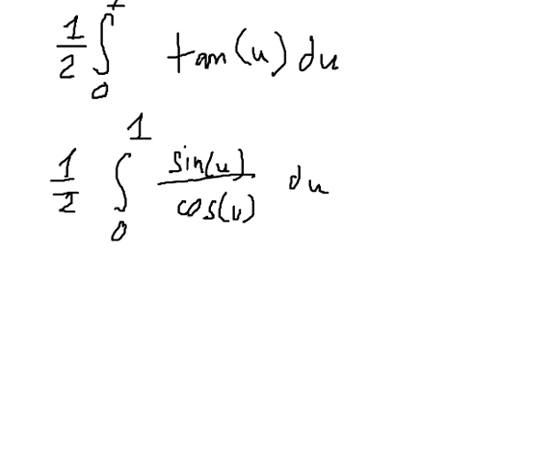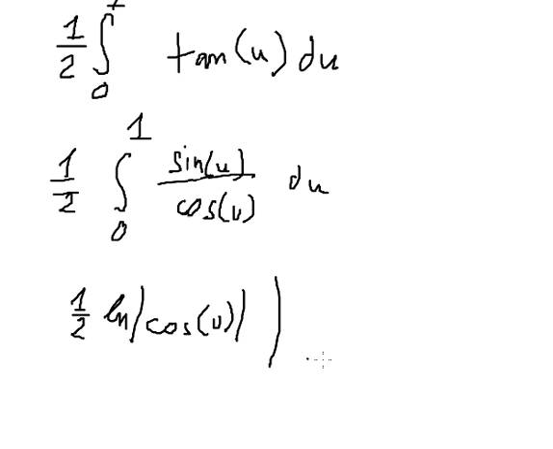So the integration of this one, we have 1 over 2 ln of the absolute value of cosine u, and we put the bounds from 0 and number 1. So I will put number 1 go here, number 0 go here. So we have the final answer.